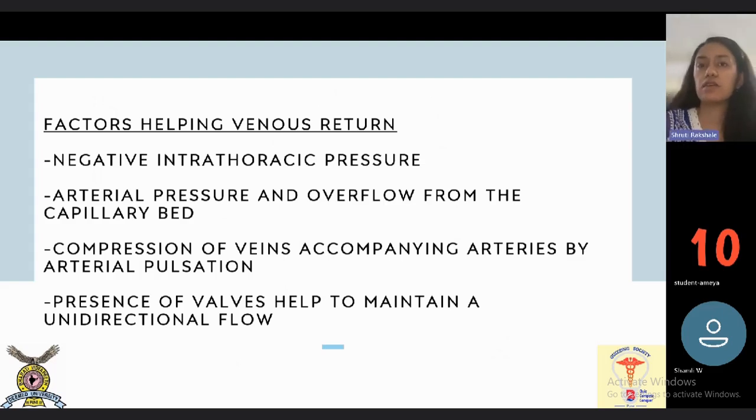Now moving on to factors helping in venous return. So factors helping in venous return include negative intrathoracic pressure, arterial pressure, and overflow from the capillary bed, and also compression of veins, because as we know, the deep veins they run along with the arteries. So the pulsations from the arteries also create a pressure on the veins. Then presence of valves helps to maintain a unidirectional flow, and all the veins they do have valves to prevent backflow.